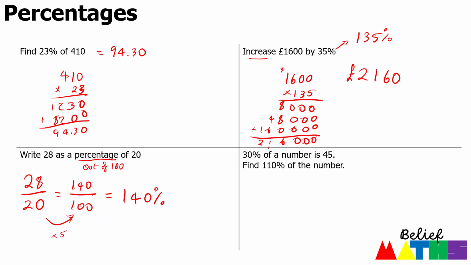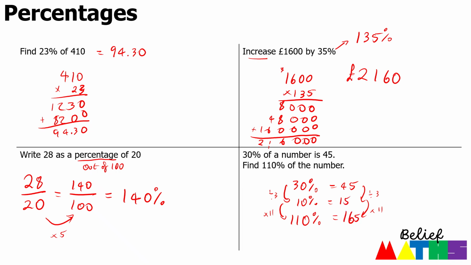Now this question here, while it looks like a percentage question, is actually a proportion question really. It tells you 30% of some number is equal to 45, and I want to find 110% of the number. Now there's a couple of ways you can do this. You could go, okay, well let's find 10%, which would be, well, we'll divide by 3, and then we'll multiply by 11. So the same thing works here. We're going to divide by 3, and we're going to multiply by 11. So therefore 45 divided by 3 is 15. 15 times 11 is 165.